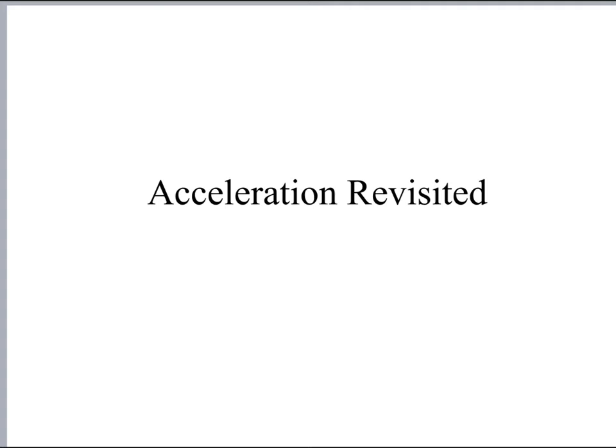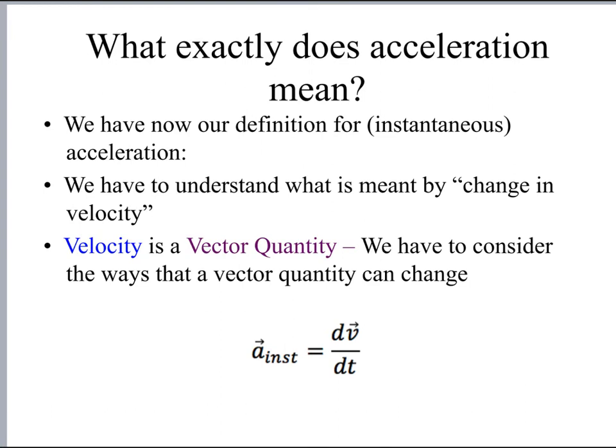Okay, we want to talk a little bit more about acceleration. So we have our definition for instantaneous acceleration, and we want to talk about what we mean by change in velocity. Remember that velocity is a vector quantity, so we have to consider the ways that a vector quantity can change. So we have a, instantaneous, is the derivative of v with respect to t, but this v has a little arrow on top, and that tells me it's a vector.